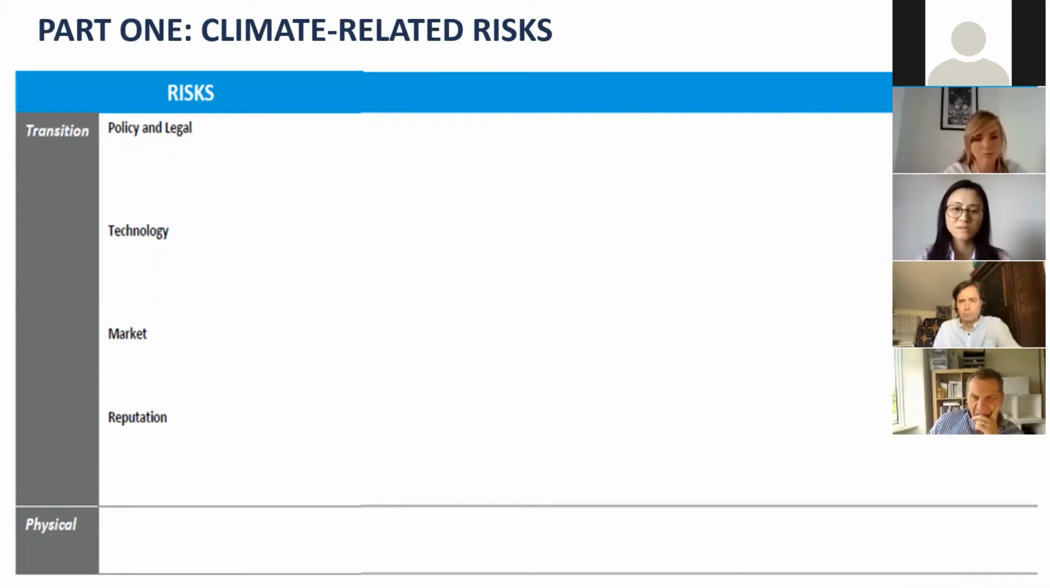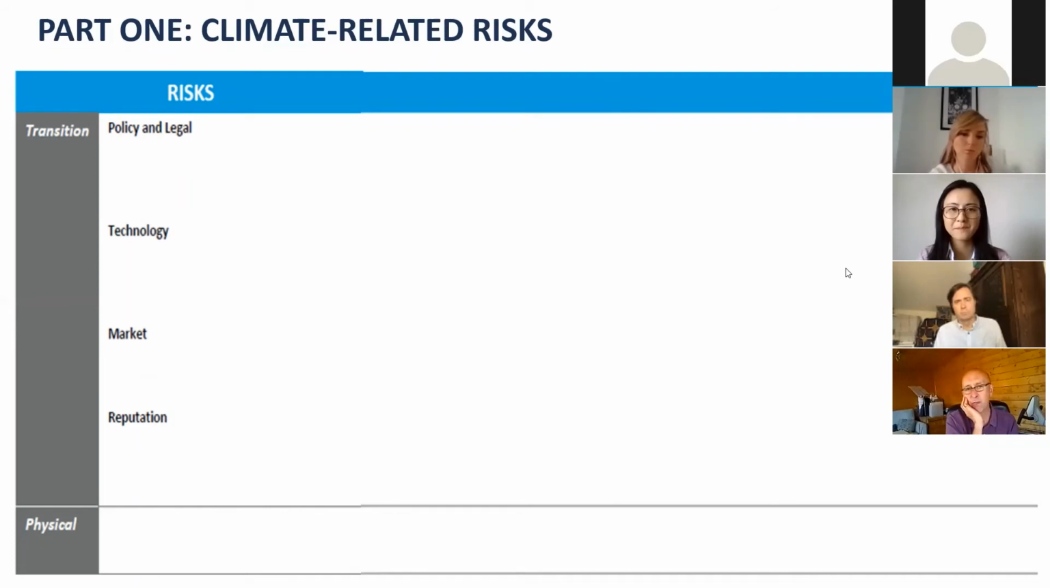And again, I think the market generally is sort of moving in that way. So there's a reputation and a sort of market link there. I think generally the biggest risk is probably around new legislation coming in, which increases costs and reporting requirements, which we're not currently ready to fulfill.